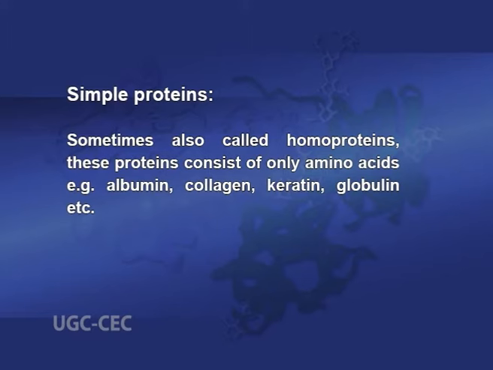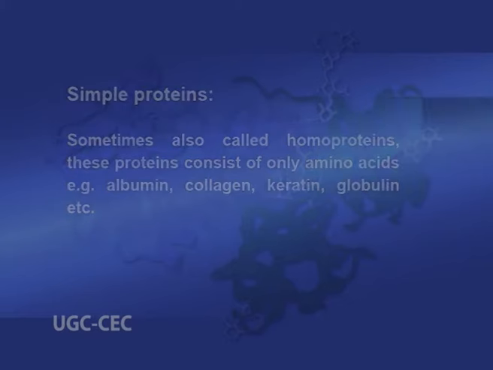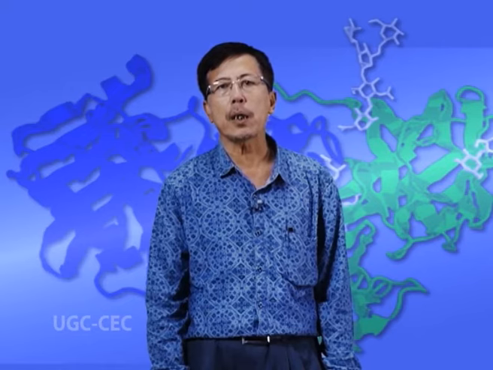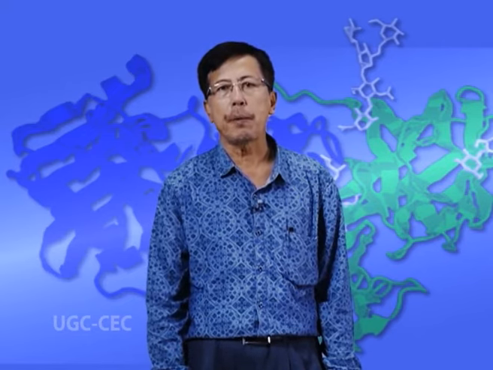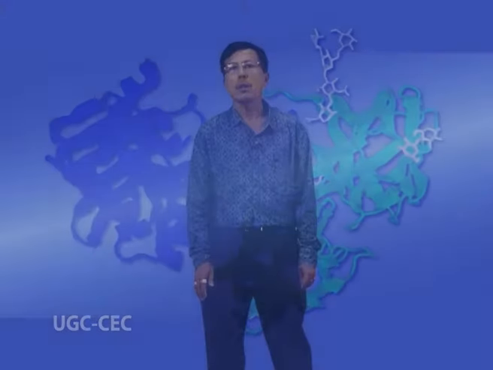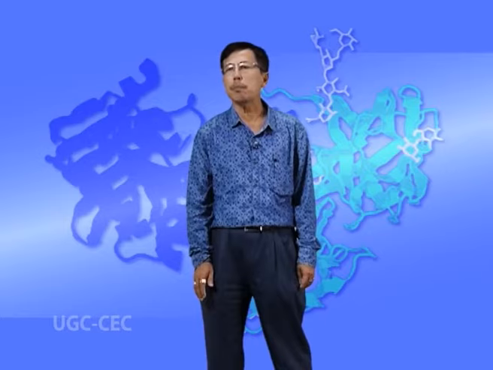Simple proteins. These proteins are also called homoproteins. They consist only of amino acids. For example, albumin, collagen, keratin, globulin, etc. Based on their differential solubilities in water, organic solvents, and salt solutions, simple proteins are classified into several types such as albumins, globulins, prolamins, glutelins, protamines, histones, and albuminoids, etc., which we shall see in detail later in this presentation.